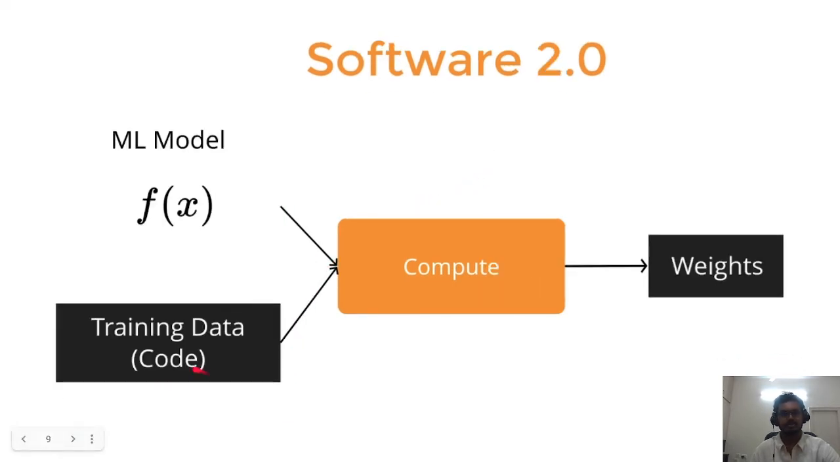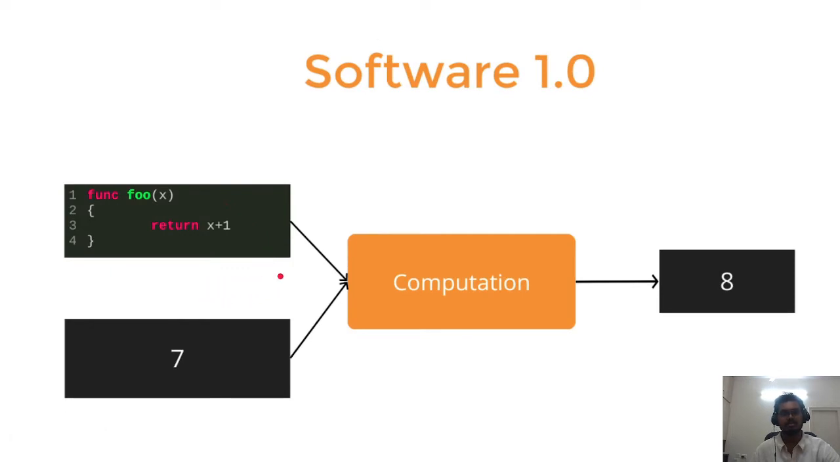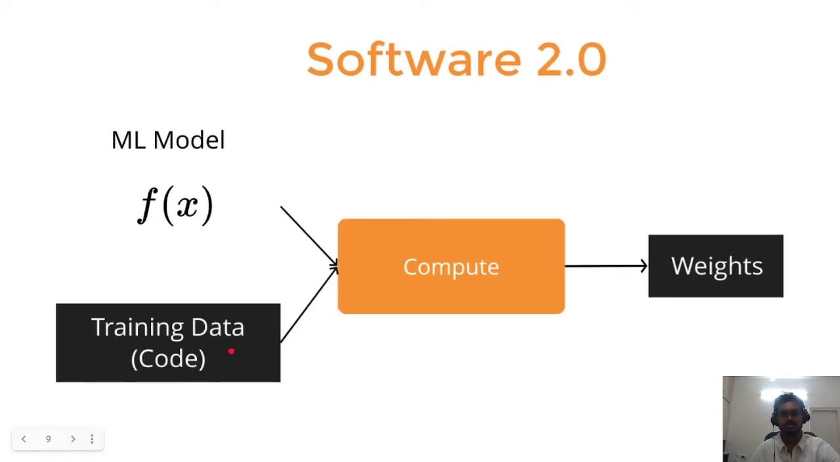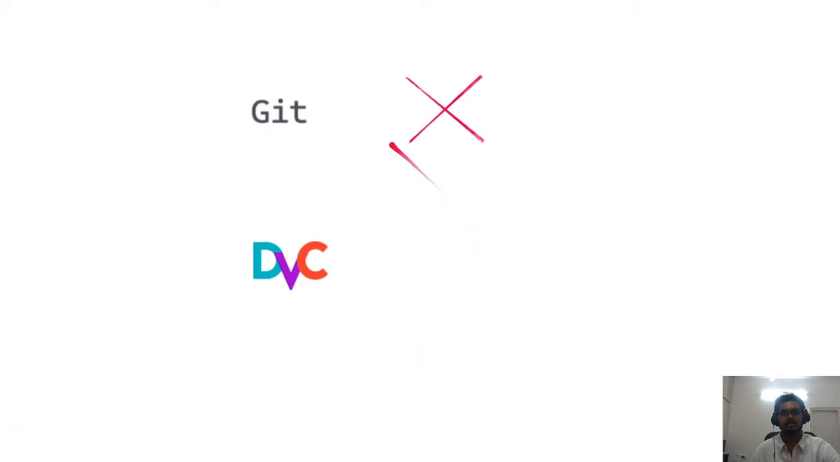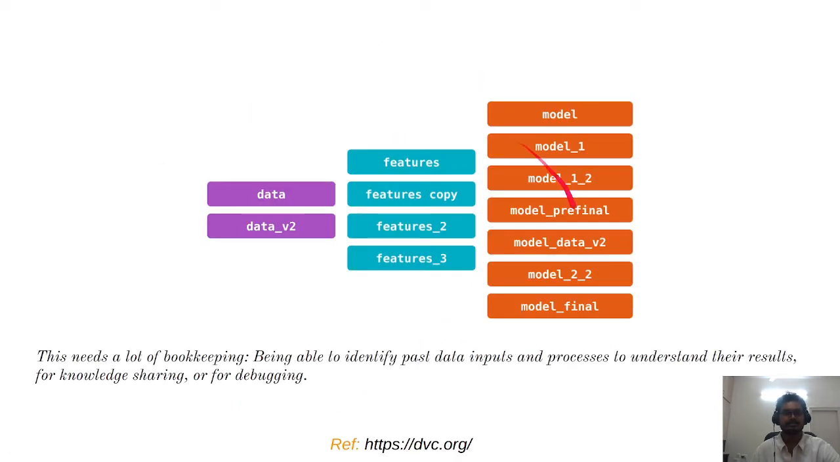have huge files here. So the training data could be in GBs, and same goes with the ML model. But here, if you see, these are just logics written in various programming languages, and they could be in KB. But here you're talking about GBs, and obviously Git doesn't support large files.